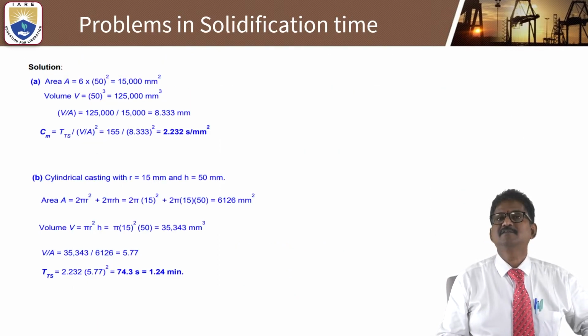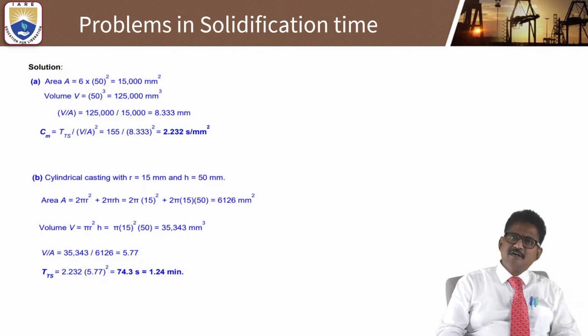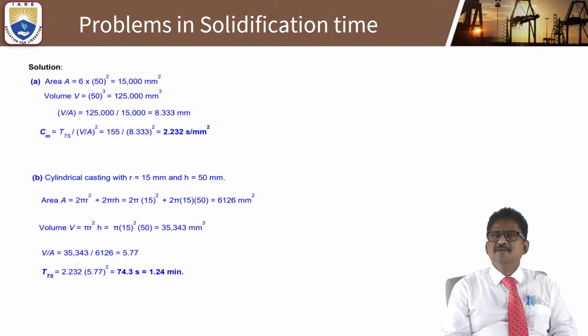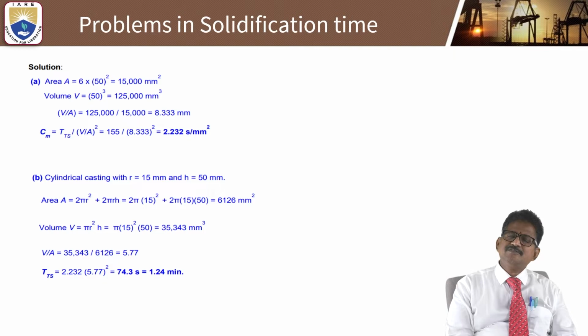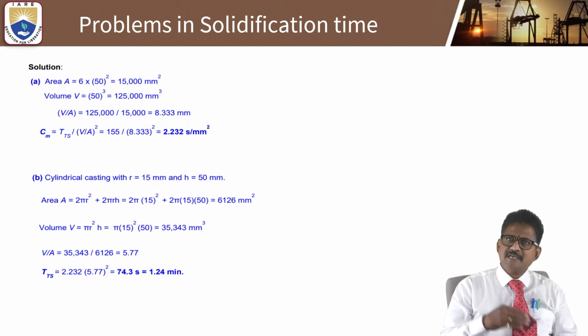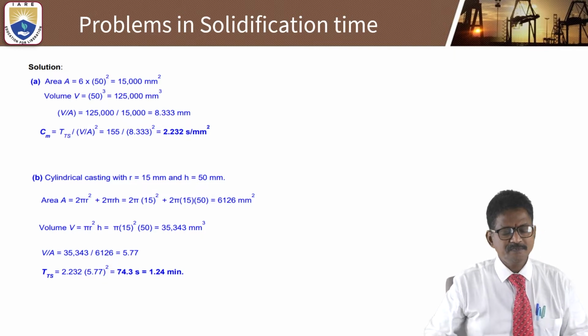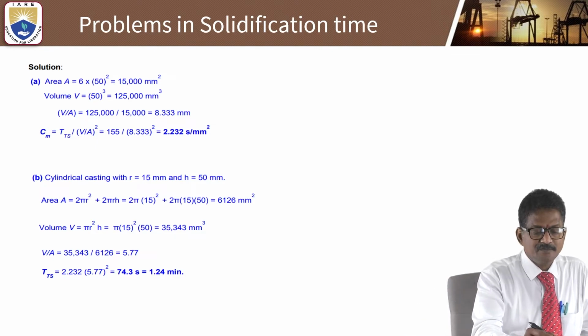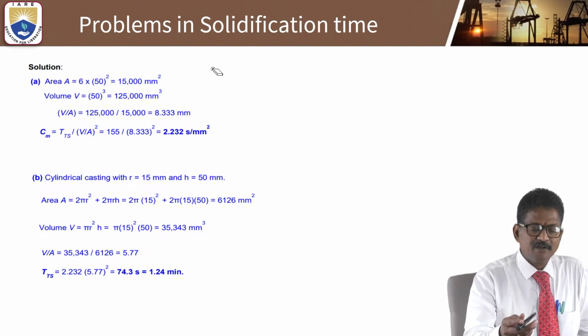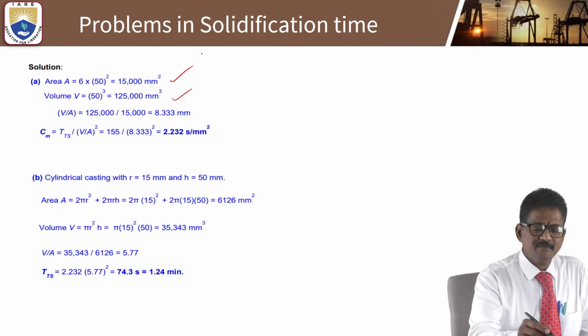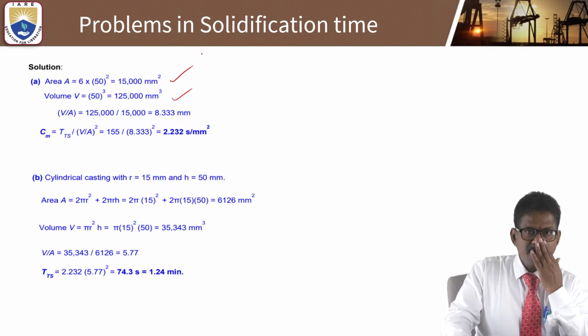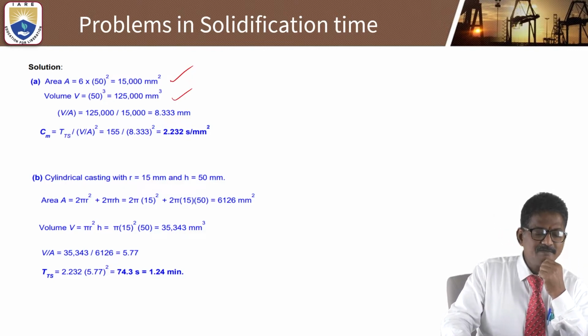Okay, so this is the solution. How you can obtain area is equal to 6 into 50 mm size. Okay, and volume is nothing but 50 cube, that is 1,25,000 mm cube.